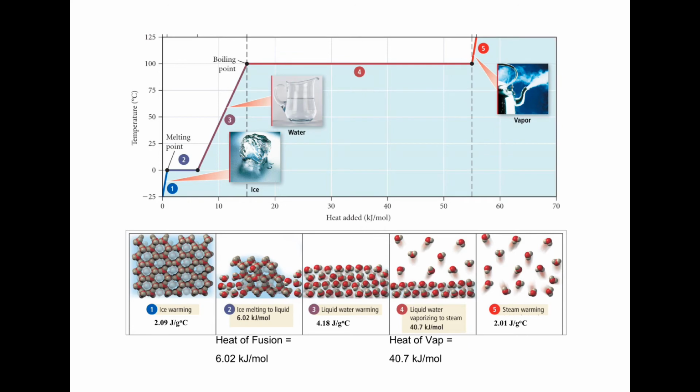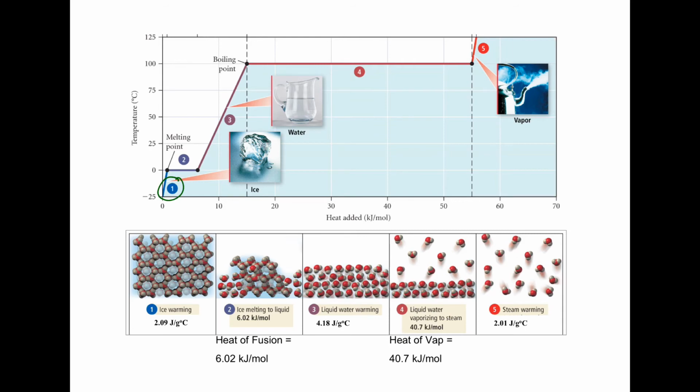And what I'd like to do is a calculation where we go through and calculate how much energy it takes to do this segment. How much energy does it take to heat up the ice? How much energy does it take to melt the ice? How much energy does it take to heat up the liquid water? How much energy does it take to boil the water? And then how much energy does it take to heat up the steam, or the water vapor? And we'll do it just the way it has it on the graph here.